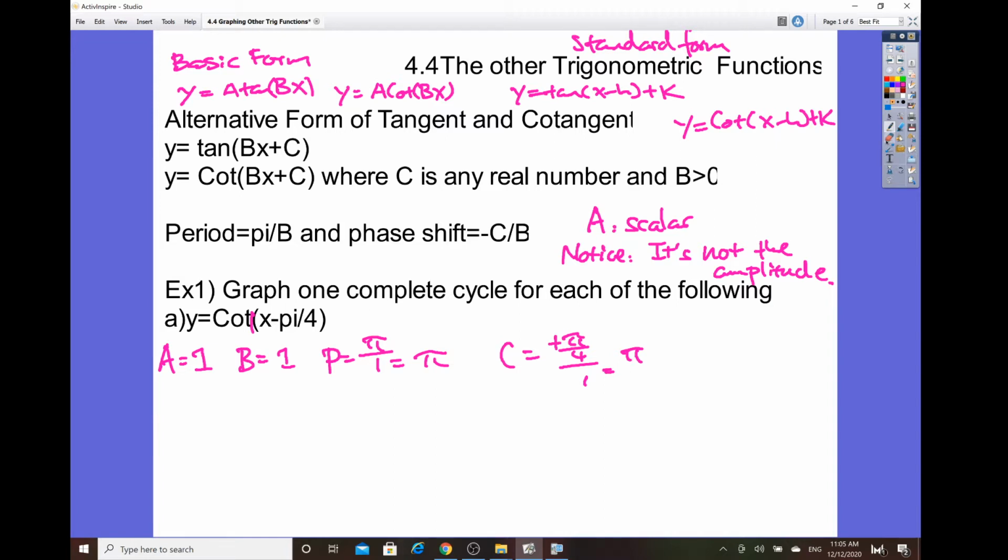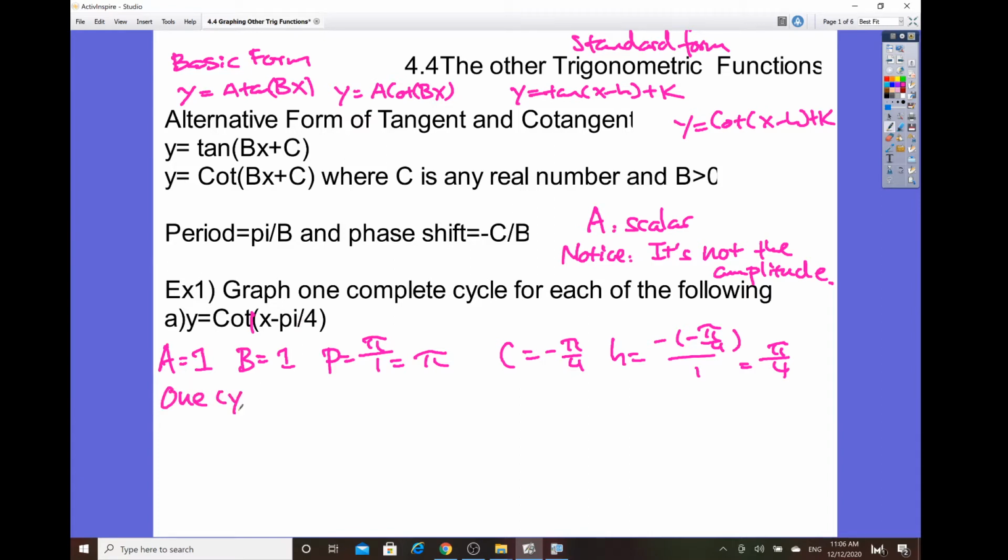Just identifying the value of c first, and then identifying the phase shift. The value of c is negative pi over 4. And then the horizontal phase shift, negative pi over 4 divided by 1, which is pi over 4. Obviously, because it's already factored, the value of h is just pi over 4. And then the one cycle test.